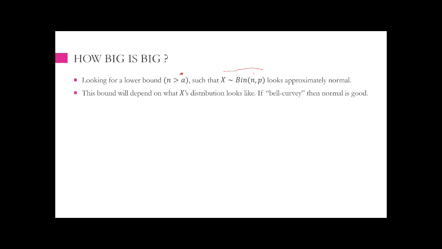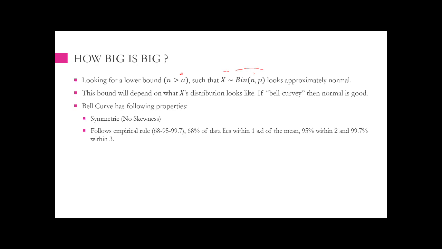And if your binomial doesn't look normal, then your n's probably going to be a bit larger. So if you think about the bell curve, or the normal distribution, it has two specific properties that have to do with the shape of the distribution. The first one is no skewness, it's a symmetric graph. And the second one is the empirical rule, which is just that 68% of the data lies within one standard deviation of the mean, 95% within 2, and 99.7% within 3. These two properties are what we think of as the prototypical bell curve.